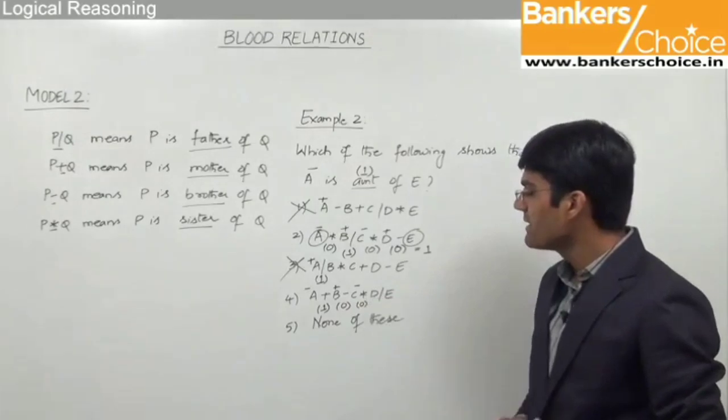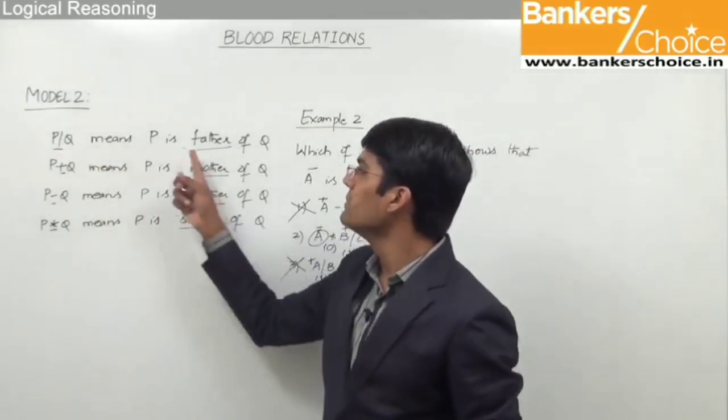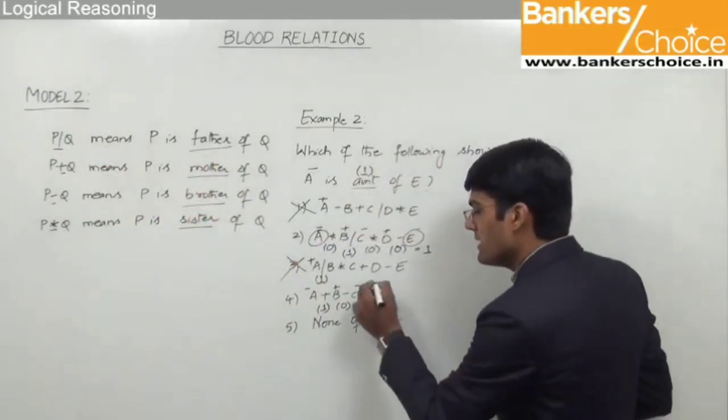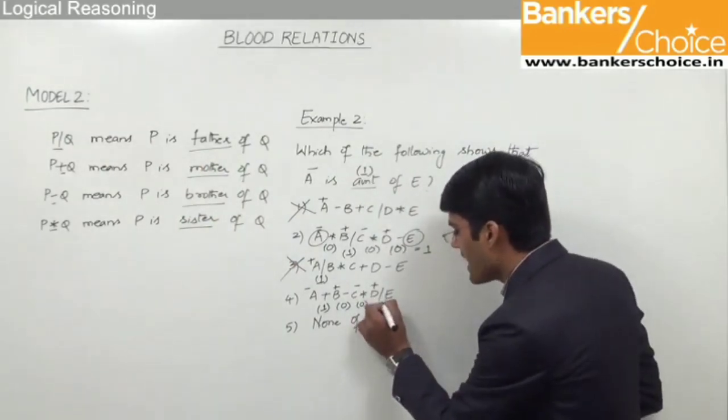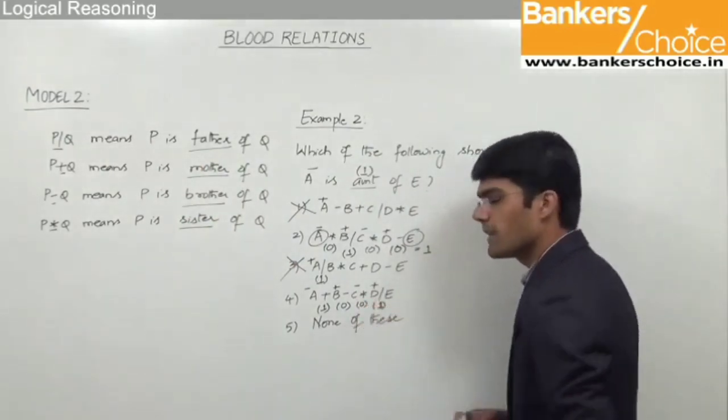And the last part here is D by E. D by E means D is the father of E. So very clearly D is the father of E. So D should be a male person and the generation gap between D and E should be 1.